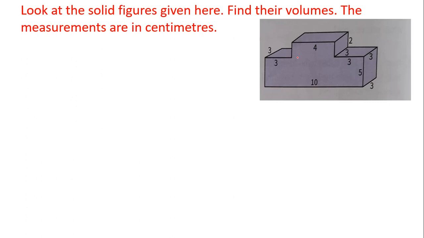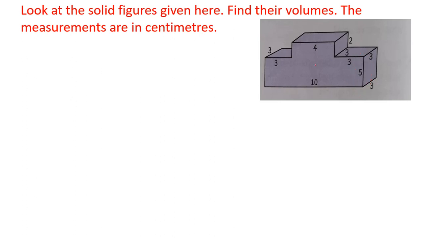Let's take one more problem. Look at the solid figure given here. Find the volume. The measurements are in centimeters. Here is the given solid figure. They have given the measurements of each edge in centimeter. This edge is 4 centimeter, this edge is 2 centimeter, this is 3 centimeter, and this is 10 centimeter, and this is 3 centimeter, and this edge is 5 centimeter.